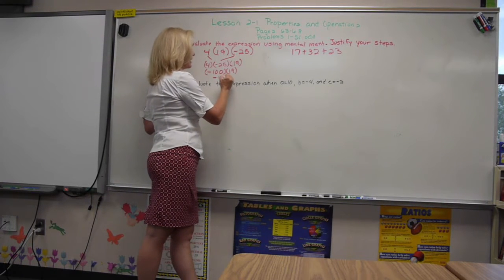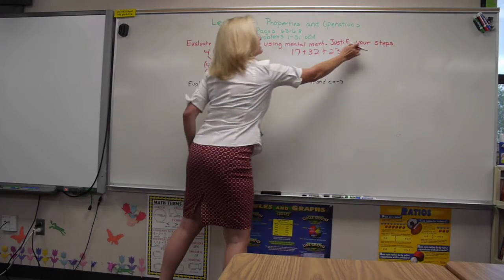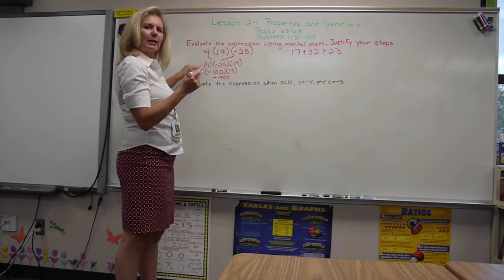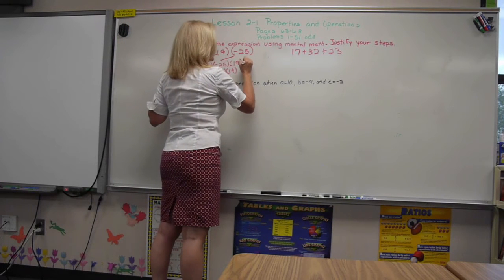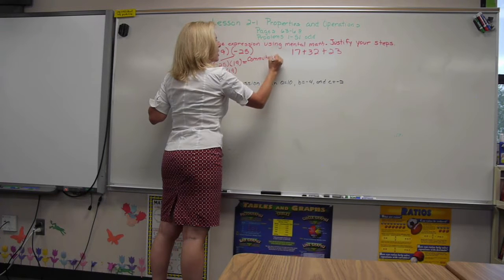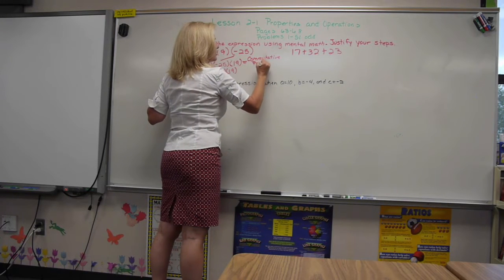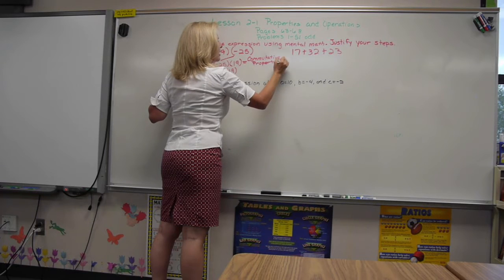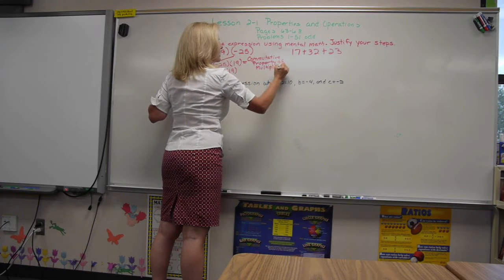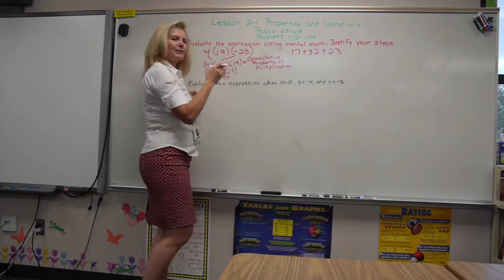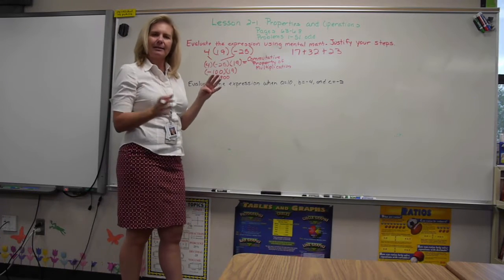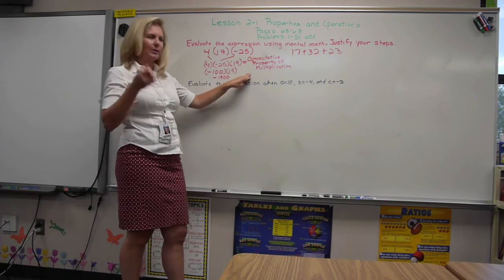So where it says justify your steps, I want you to be thinking, what is the property I'm using? Here I am using the commutative property of multiplication. So you can see these properties are useful if you're trying to do mental math. We're manipulating the numbers to make it easier to do in our head.